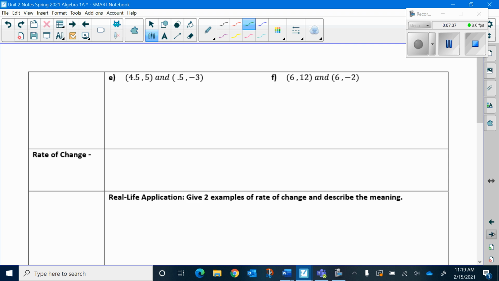Then the next ones, I have some decimal ones. So I do want to go through this one just so you guys can double check yourself here. Again, x1, y1, x2, y2. Negative 3 take away 5 over 0.5 take away 4.5. That's going to end up with negative 8 divided by negative 4, so that ends up with positive 2. So make sure you go ahead and give me a description on that. It's positive.